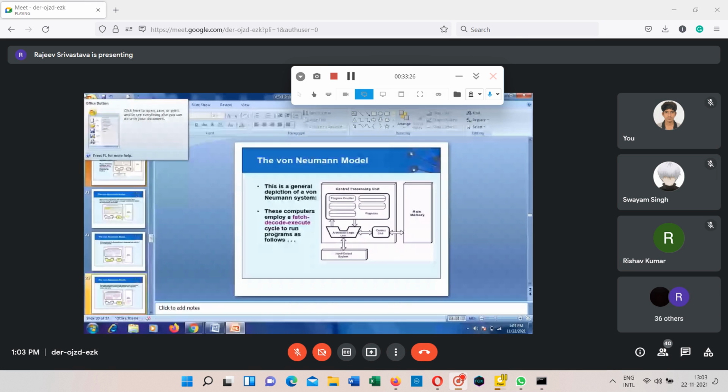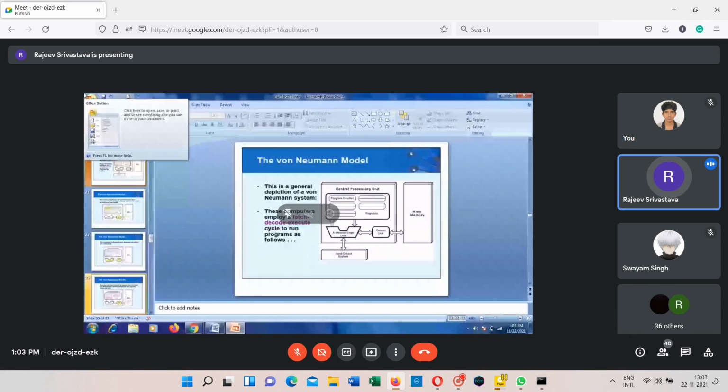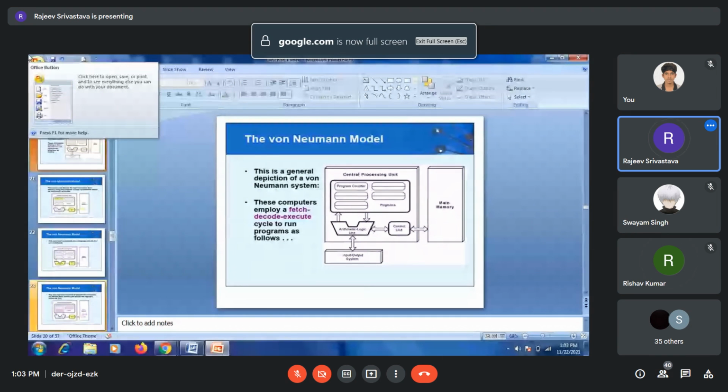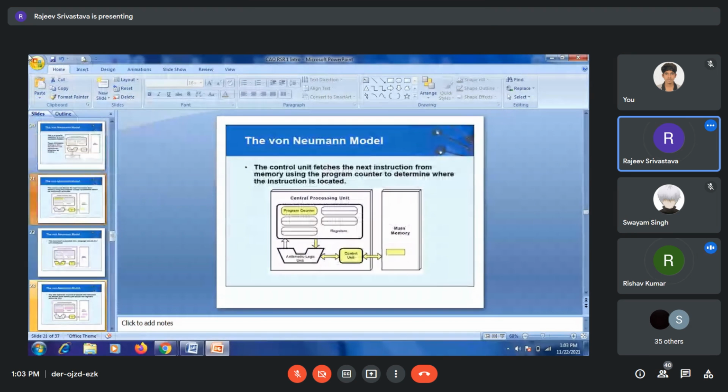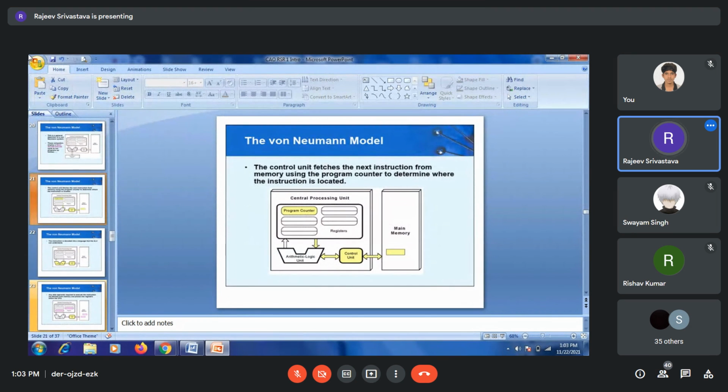Instructions have to be loaded into main memory. The stored program concept says data will be there, operands will be there. It has to fetch the data. It has to decode what kind of instruction has to be done. The control unit fetches the next instruction from memory, using the program counter to determine where the instruction is located.